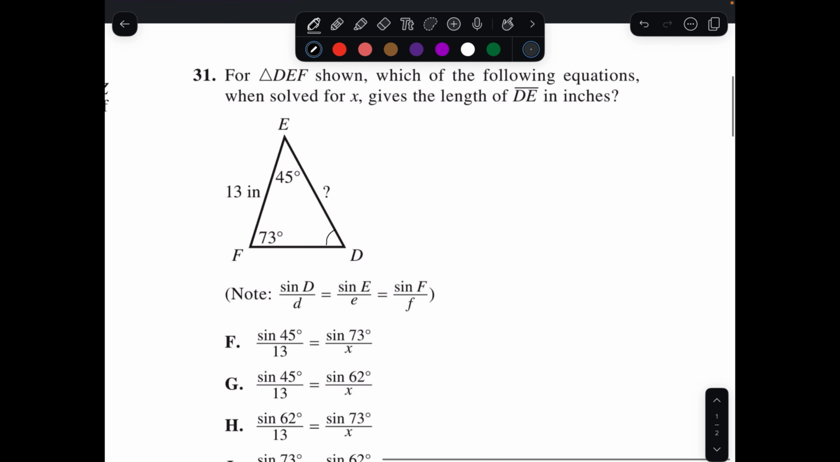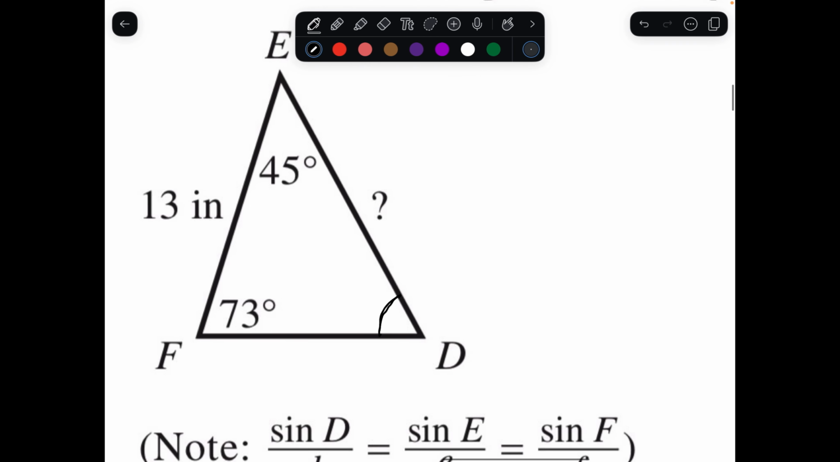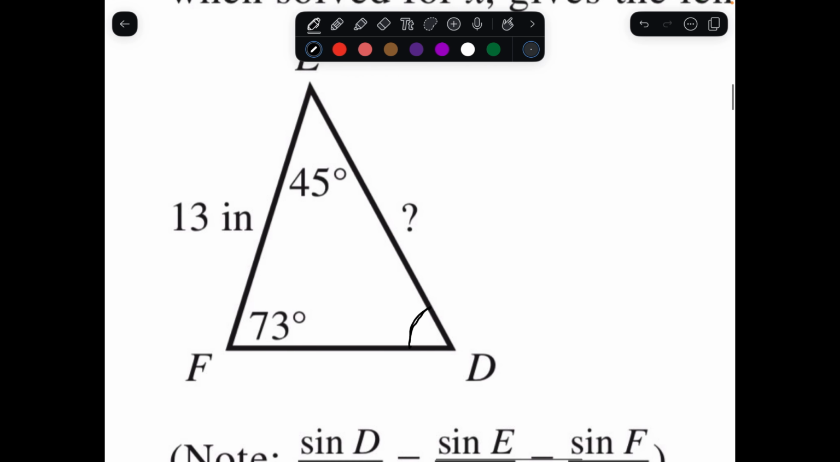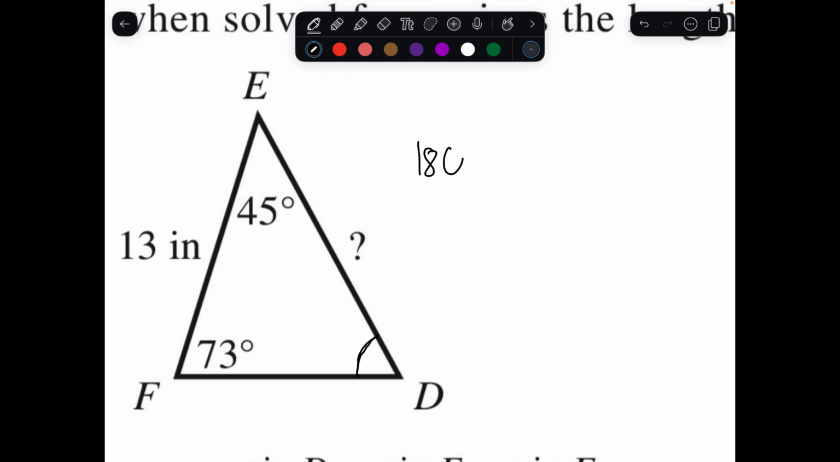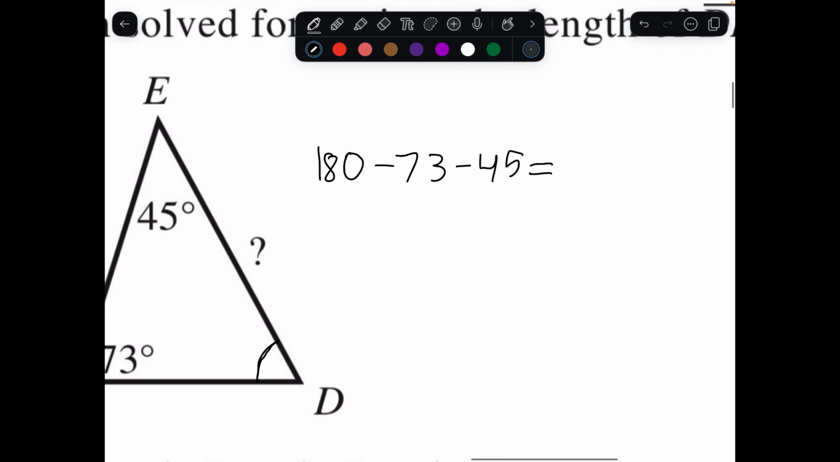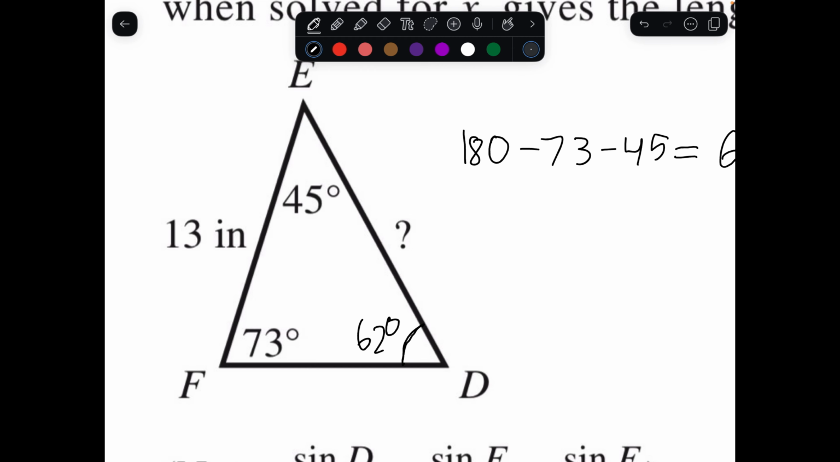On to question 31, which says, for triangle DEF shown, which of the following equations, when solved for x, gives the length of DE in inches? So what I would do is solve for the angle first, right? So for this angle right here. To do that, remember that all angles in a triangle add up to 180. So we can do 180 minus 73 minus 45, and we'll figure out the missing angle. So that is going to be 62. So this missing angle is 62.